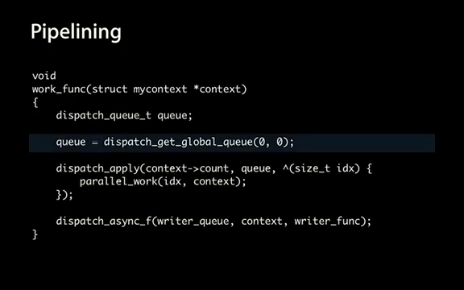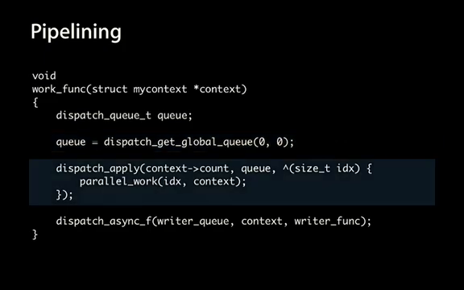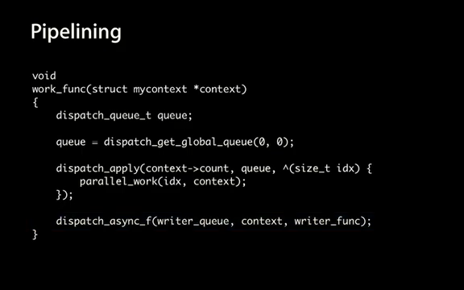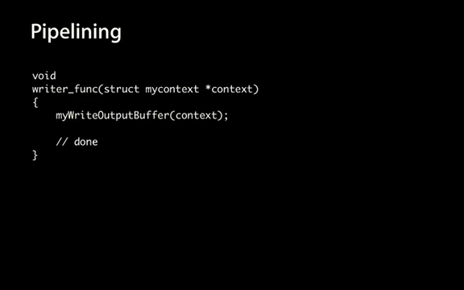So here's that next stage in the pipeline. We're going to get the global queue again, call dispatch apply with our count, and we're going to do some parallel work given the index and the context and work on some data in parallel. Once that completes, we'll hand it off to the next stage in the pipeline with dispatch async f. We're going to hand it to our writer queue, move the context over, pass it to the writer function. And of course, the writer function is going to write that data back to the disk. Again, the writer queue is probably serial, so that way it can deal with the reality of spindles these days. So that's what pipelining looks like.